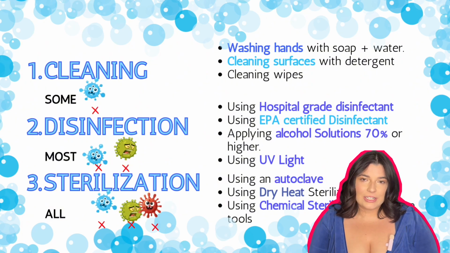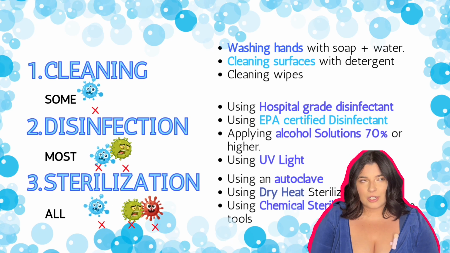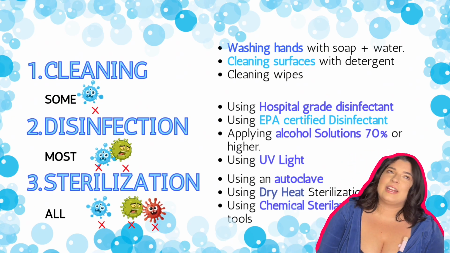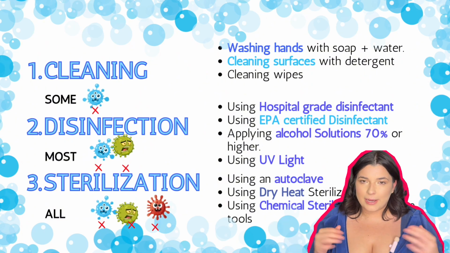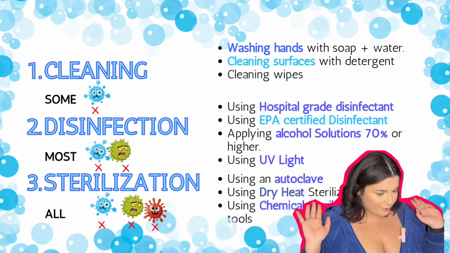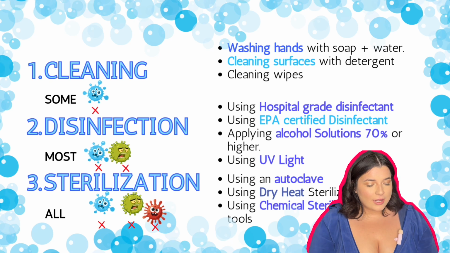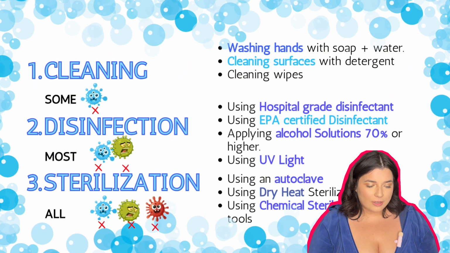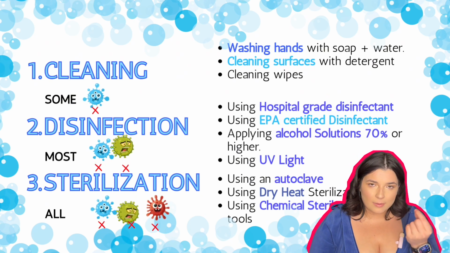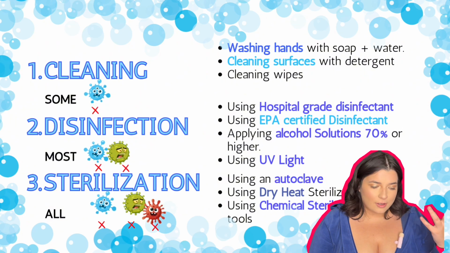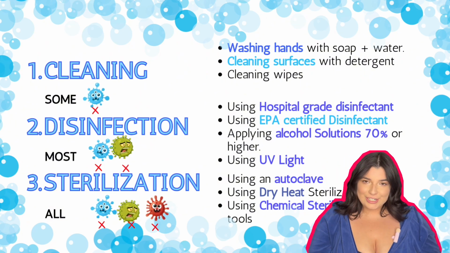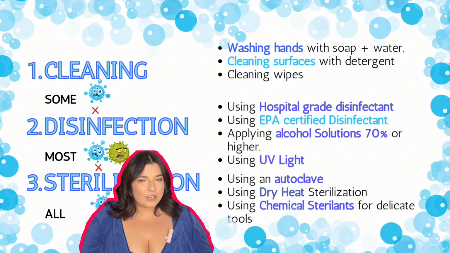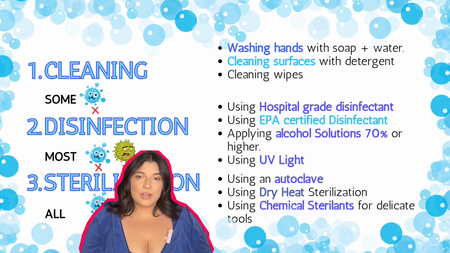Last one, sterilization. This is the highest level of infection control that you as an esthetician can achieve, and anybody in the world, I guess. We're going to eliminate all germs, everything, including spores. It's used for tools that penetrate into the skin or come in contact with blood and bodily fluids. Can we achieve sterilization? You can use an autoclave, dry heat sterilizers. There's also chemical sterilants for more delicate tools.